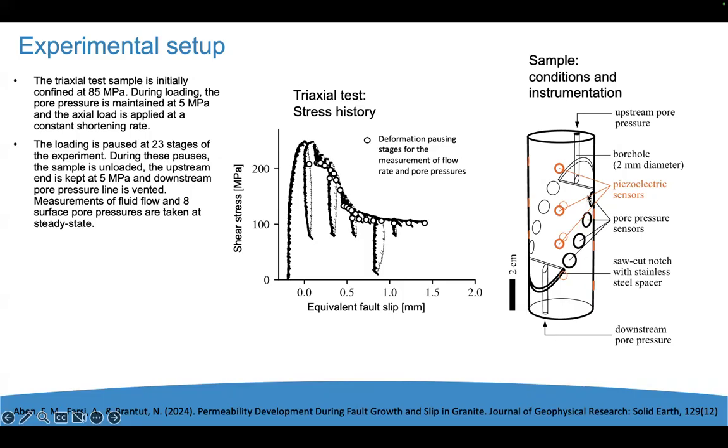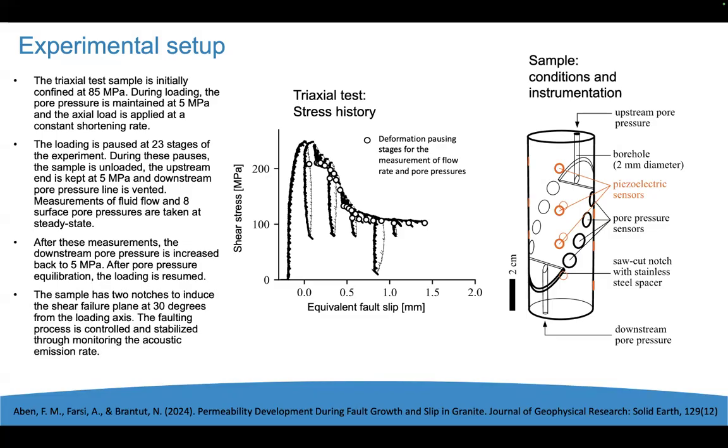And then we have different pore pressure transducers that can measure the values of pore pressure at different locations, ideally 8 locations on the 2 sides of the sample. So we can measure both the pore pressures at different locations in the sample and the flow rate. The differential pressure is 5 MPa during the flow test.